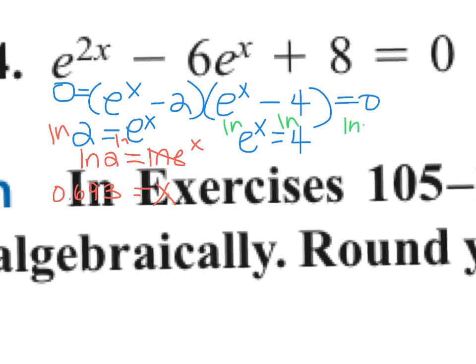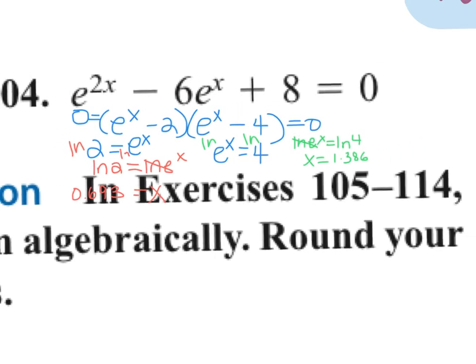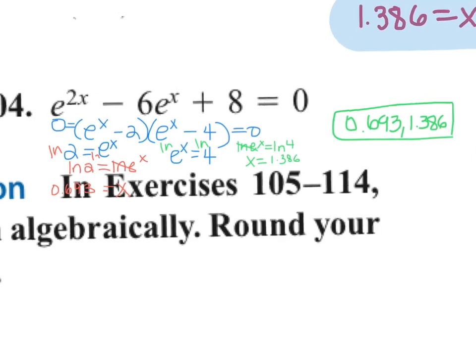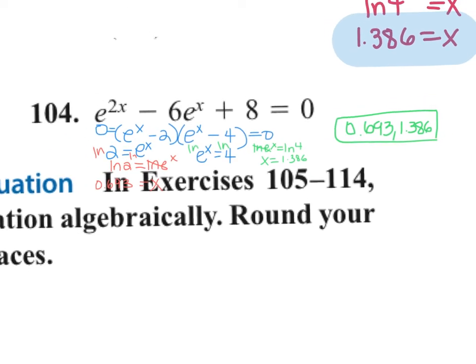And then same thing on the right, ln and ln. I get ln of e to the x equals ln of 4. ln of e cancels, leaving you just the x. Without a calculator, it'd be ln of 4. And with, it'd be 1.386. So 0.693 and 1.386, or ln of 2 and ln of 4.